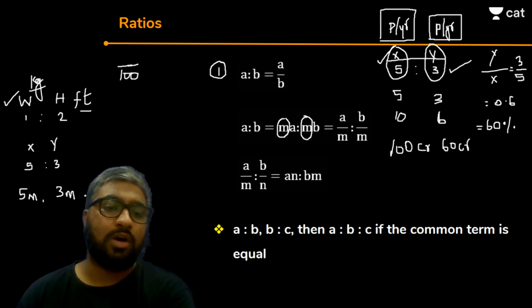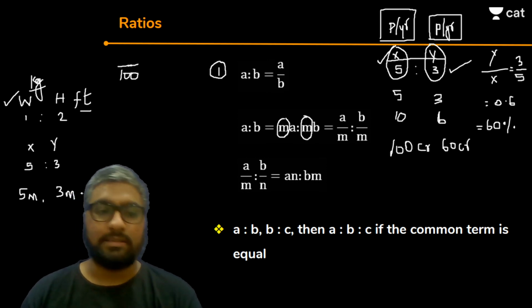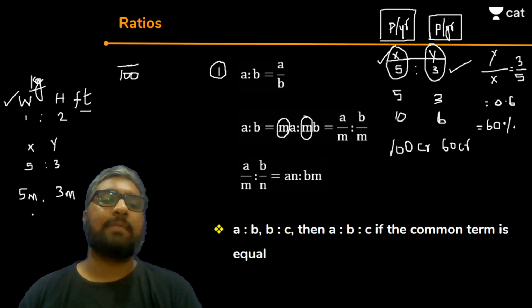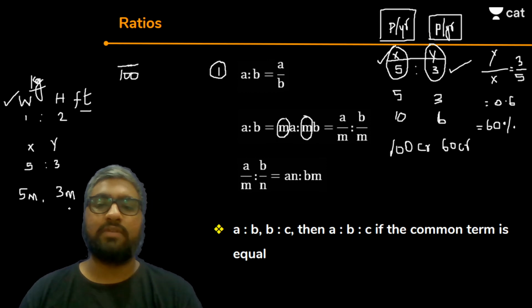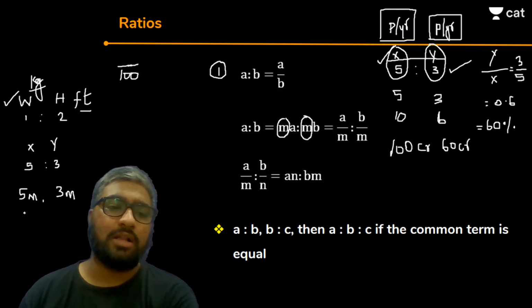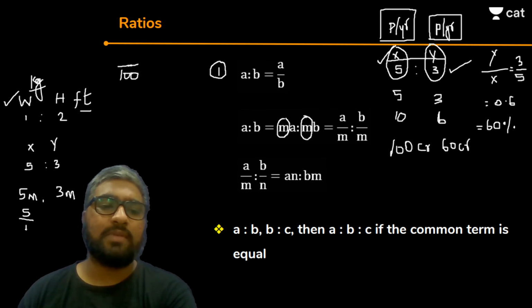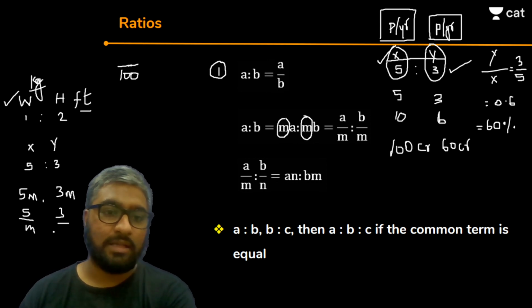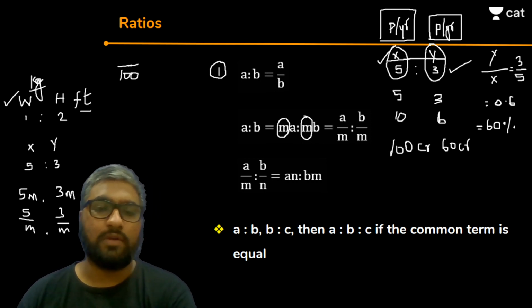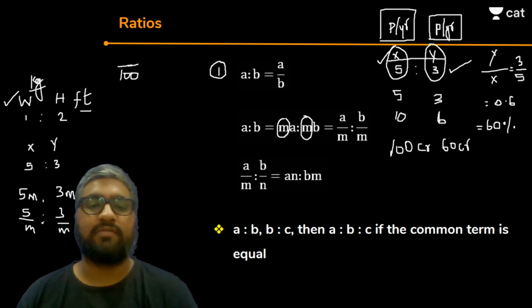Where M is called the common multiple. It's the common multiple between these ratios. Ultimately, these common multiples get cancelled out and we remove them later. Not only multiplying, you can also divide by the same thing. For example, I can call this 5 by M is to 3 by M, which again means a common multiple, but here the multiple would be 1 by M. It still gets removed, and the final ratio would still be 5 is to 3.